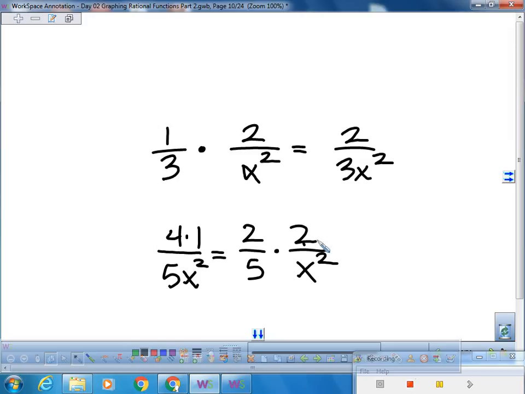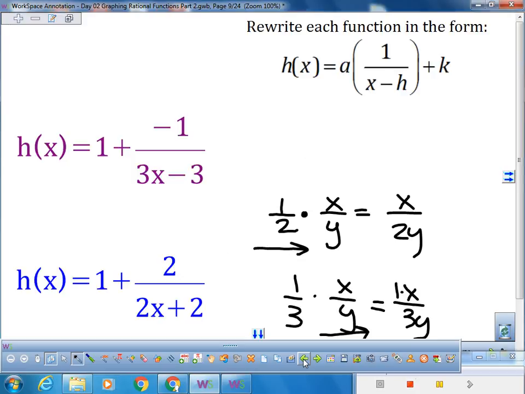Okay? If you had this, and you multiply 2 times 2, you're going to get 4. And if you multiply 5 times x squared, you're going to get 5x squared. If you think you're doing it wrong, then once you pull it out, multiply it back in your head and make sure you still get the same thing. Okay? All right, so let's go to something a little bit more difficult.